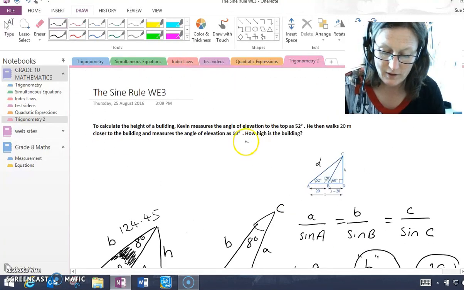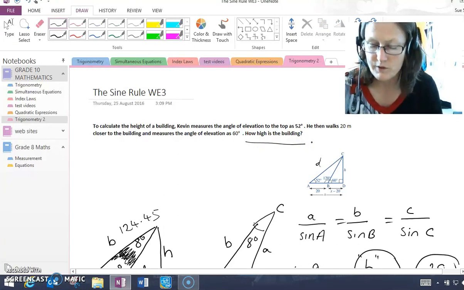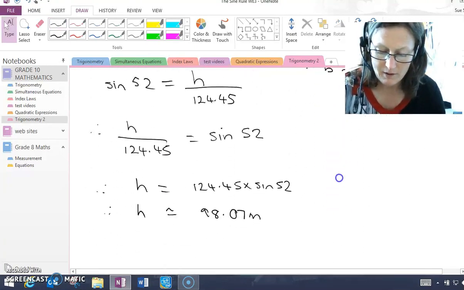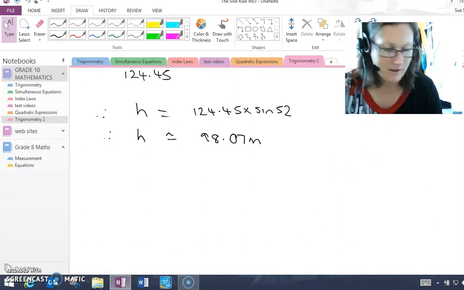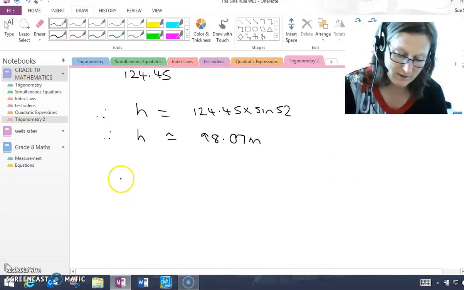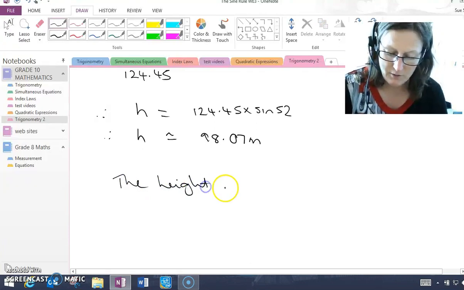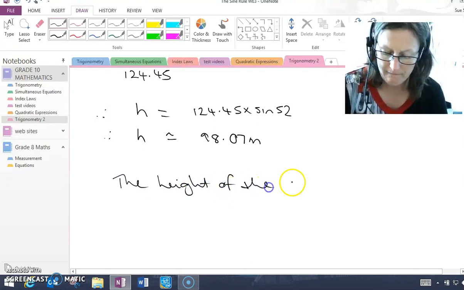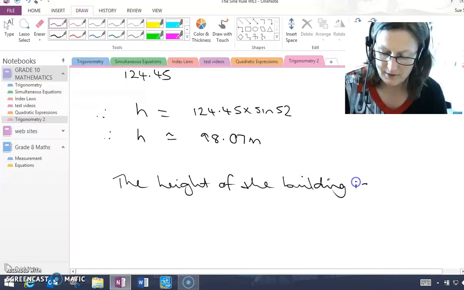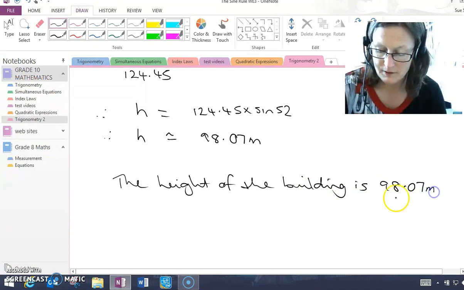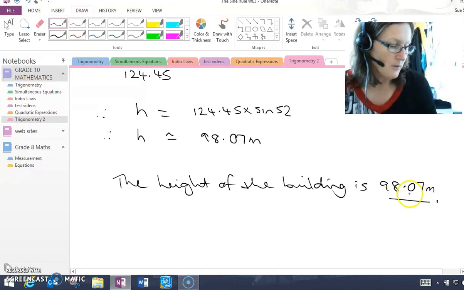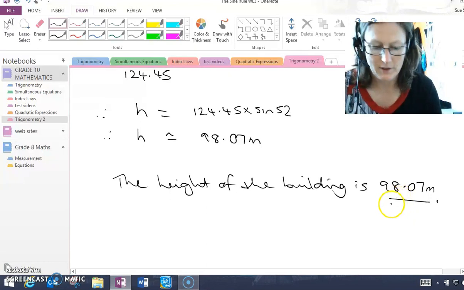Let's look at the question. How high is the building? We've just found that. Remember, to make it perfect, it started as a sentence, we finish with a sentence. The height of the building is 98.07 metres. Okay, so that's worked example 3 from your textbook explained to you.